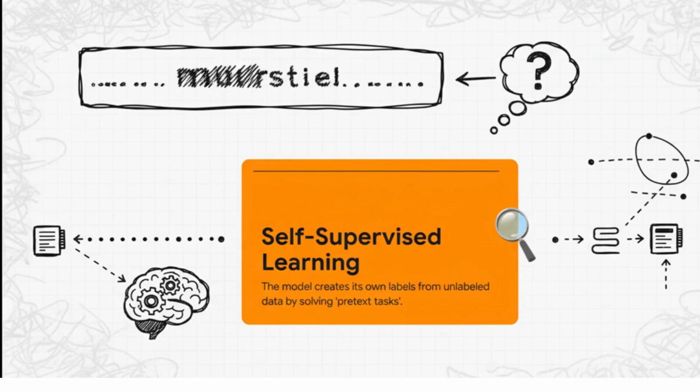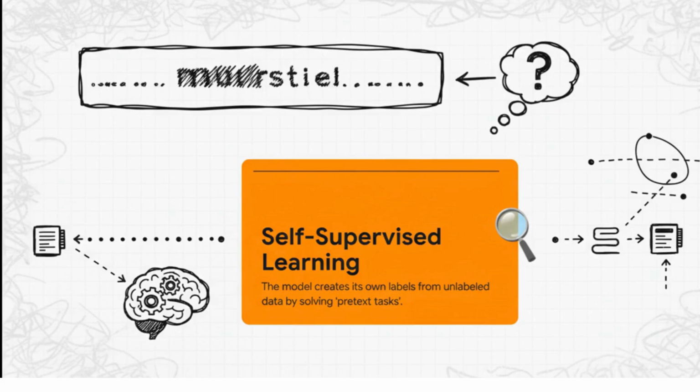Okay, this next one is seriously clever. It's called self-supervised learning. The model literally creates its own homework and its own answer key. For instance, it'll take a sentence from the internet, blank out a word, and then its job is to guess the missing word. By doing this over and over and over, it starts to understand the deep structure of language, all without a single human ever having to provide a label.